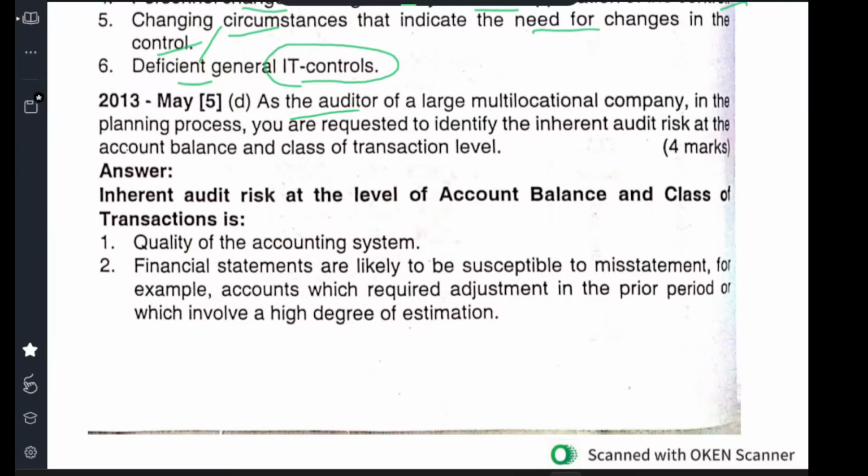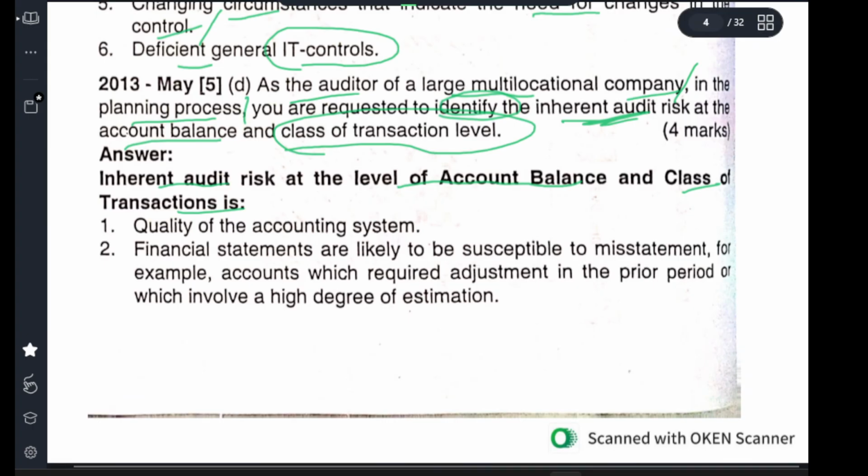As the auditor of a large multi-location company, in this planning process you are requested to identify inherent risk at the account balances and class of transaction level. How will you find the inherent risk? Inherent risk at the account level, of account balance and class of transaction.